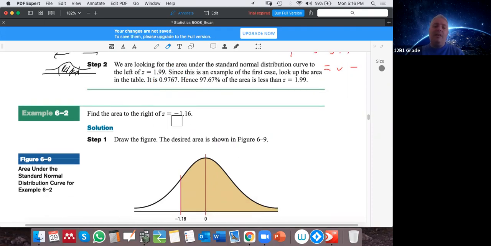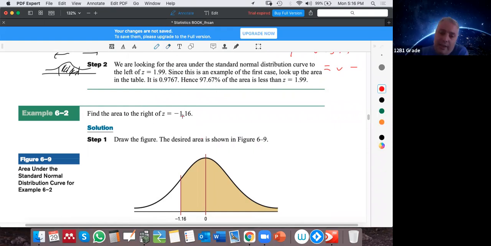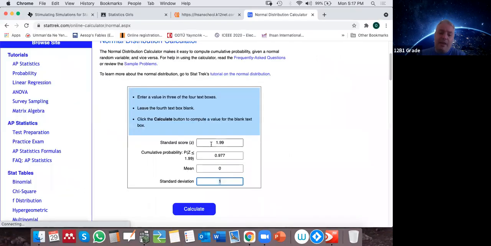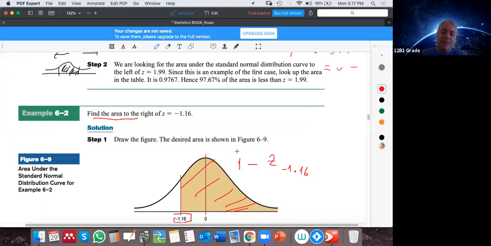Okay. Same thing, z-score. It says, as you asked me right now, find the area to the right of the z-score. I mean, if the z-score is this, find this side. What am I going to do? I will do 1 minus the z-score, negative 1.16. So let's come back here and find negative 1.16. When I calculate, it is equal to 0.9777.